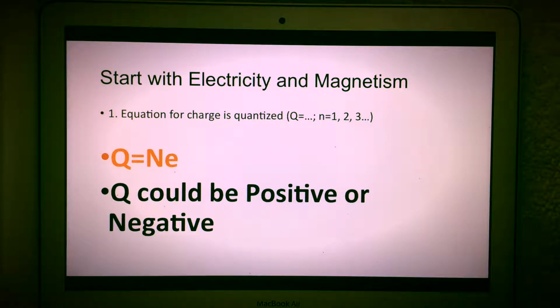First, the equation for charge is quantized. Q equals N times e. e is the charge of the electron, and N is the number. Q could be positive or negative, because N can be positive or negative.